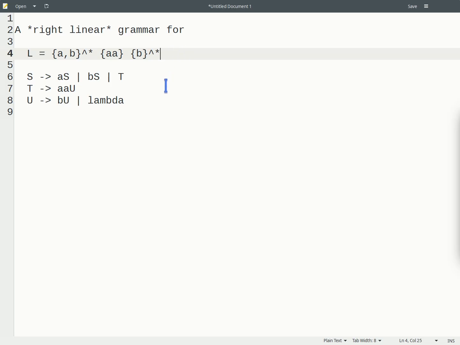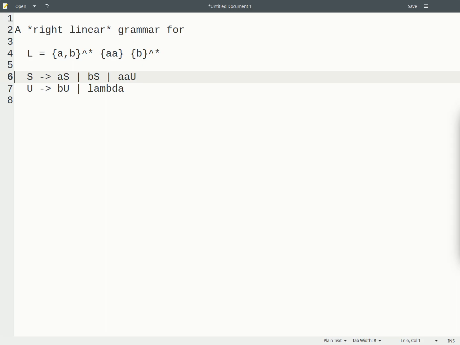And of course, we could optimize a bit. So strictly speaking, we would not need the variable T, because T has only a single production rule and it immediately switches further to the next letter. So we could immediately say that from S we go to AAU, and then U generates an arbitrary number of B's. So this would also be a possible solution for a grammar that generates this language.